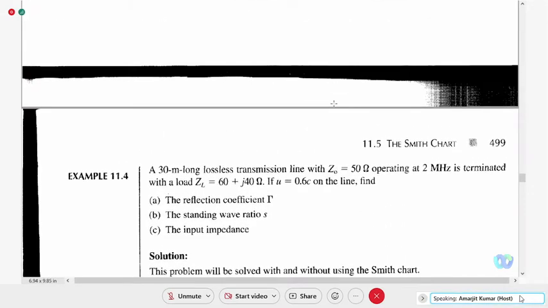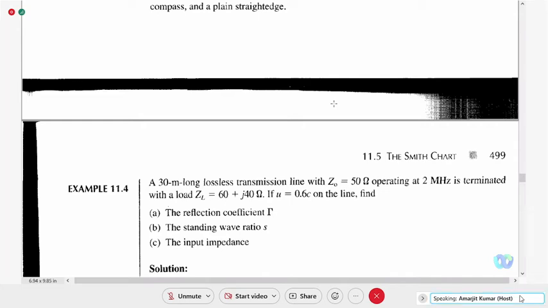So the first question is taught to you. You have to solve this question using both the analytical approach and the Smith chart graphical technique. Here is the question. A 30-meter long lossless transmission line. So the length of the line is given, it is 30 meters, with Z0, the characteristic impedance, 50 ohm. Frequency is given, 2 megahertz. You can calculate the wavelength because f is given, so lambda you can calculate.